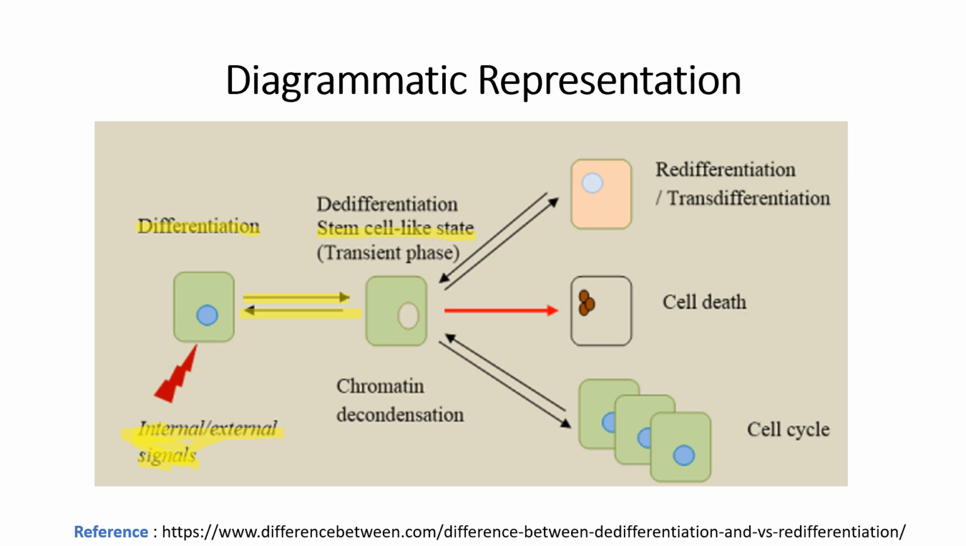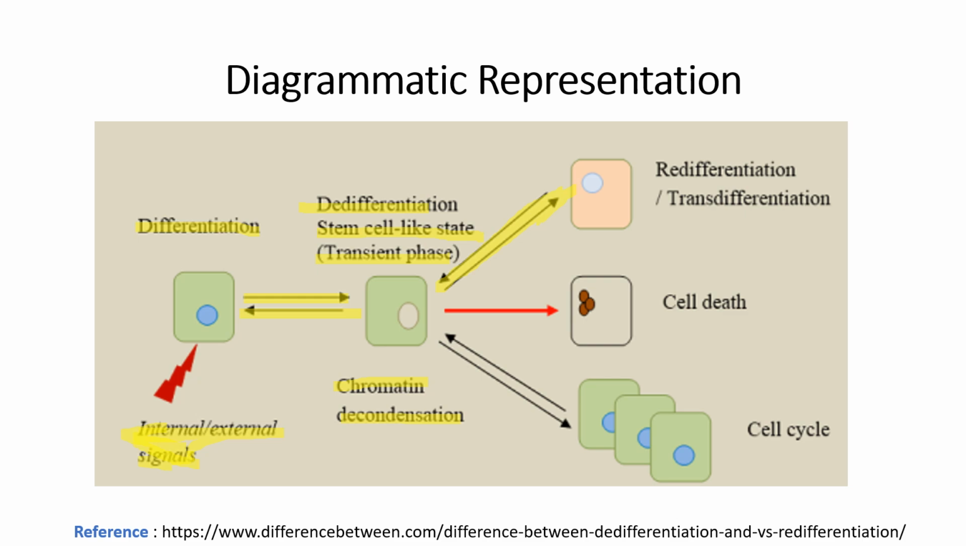There is a stem cell-like state, which is a transient state. This undergoes dedifferentiation, and there is chromatin decondensation here. So the process goes to the dedifferentiation state. Redifferentiation and dedifferentiation can be interchangeable. For example, differentiation can lead to dedifferentiation, and redifferentiation can also lead to dedifferentiation.